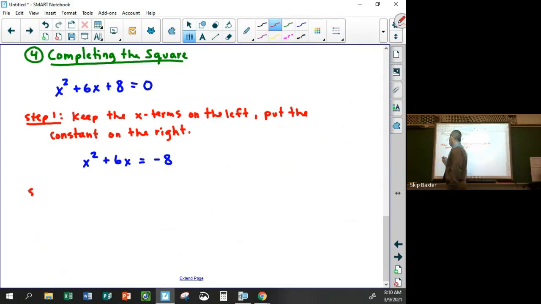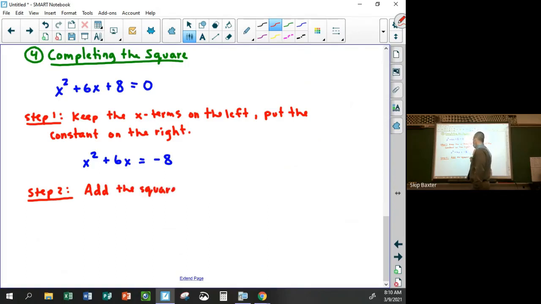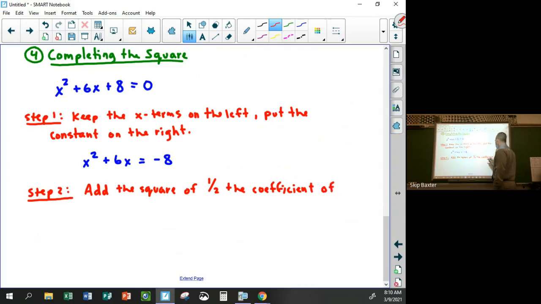Step 2, this is the key step. You're going to add the square of 1/2 the coefficient of x to both sides. That's the key step in completing the square.